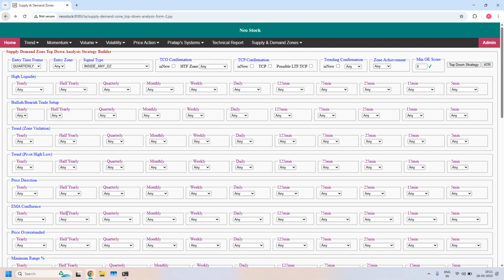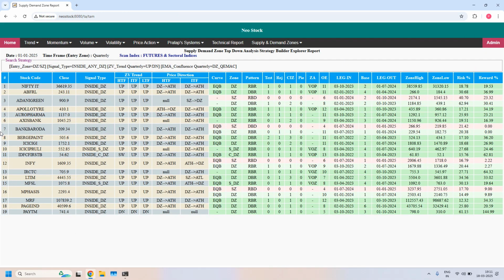So let's filter. I'm going back to the EMA Confluence parameter at quarterly time frame. I'm selecting the option quarterly demand zone having quarterly EMA Confluence. And also when you select EMA Confluence, the trend should not be sideways. So that's why in the trend at quarterly time frame, I'm selecting up or down, but not sideways. So with these filters, the list has come down to 19 stocks. So for these 19 stocks, the quarterly demand zones have quarterly EMA confluence, and also the current price closed inside these quarterly demand zones.